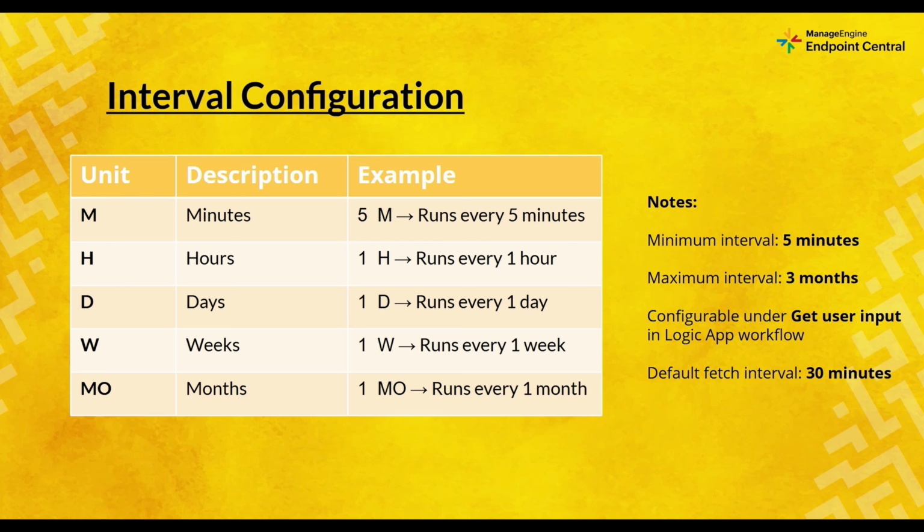M stands for minutes. For example, 5M runs every 5 minutes. H stands for hours, 1H runs every hour. D stands for days, 1D runs daily. W stands for weeks, 1W runs weekly. MO stands for months, 1MO runs monthly. You can set the interval between 5 minutes and 3 months based on your requirement.